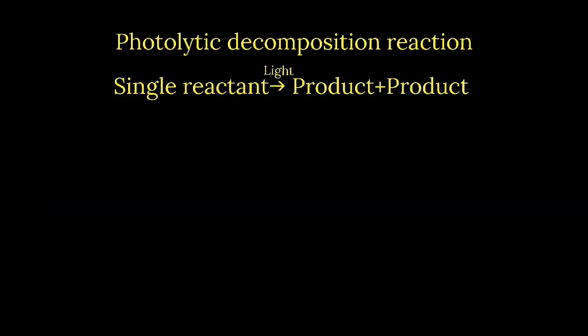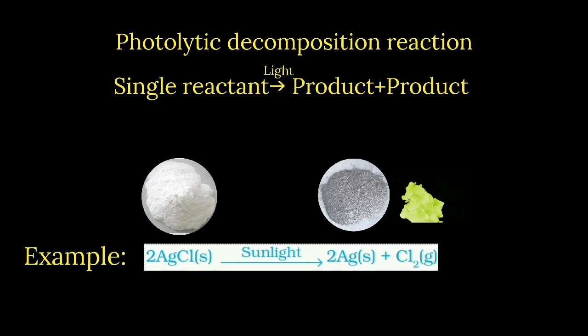The third one is photolytic decomposition reaction. In this one, a single reactant, as before, breaks down in the presence of light into 2 or more products. For example, white silver chloride turns gray in sunlight, producing silver and chlorine gas.